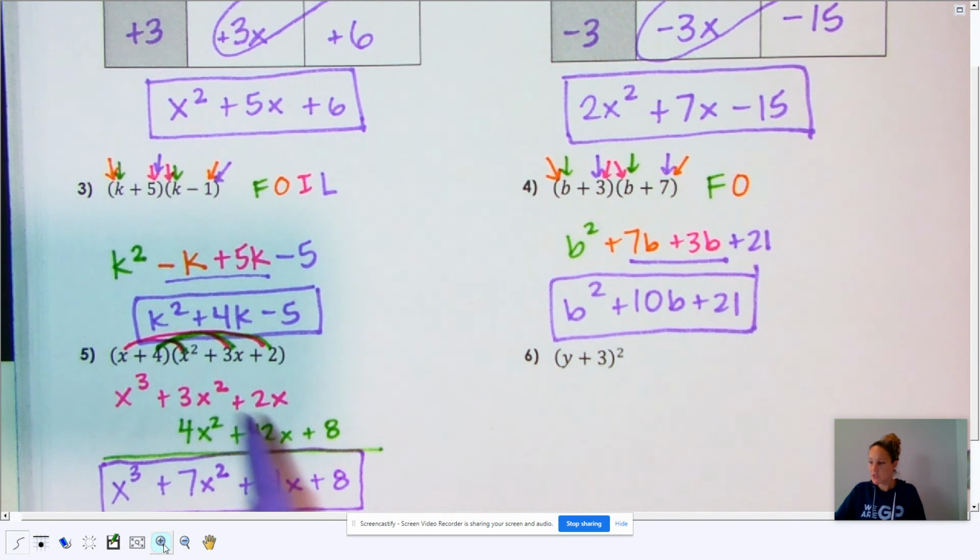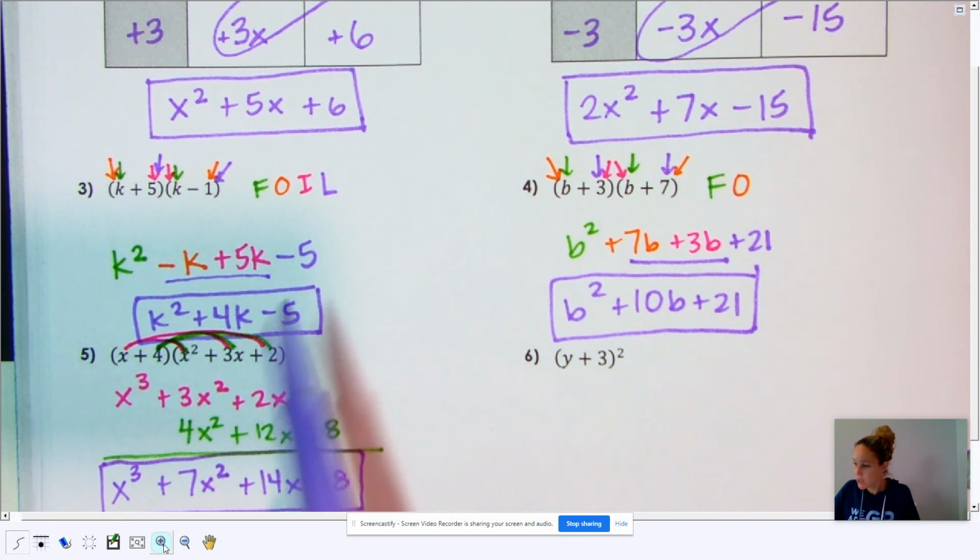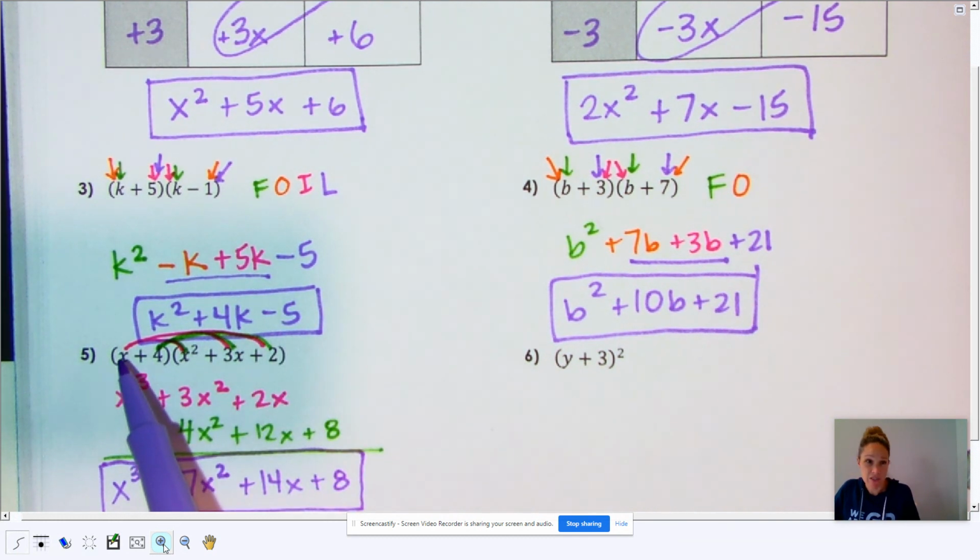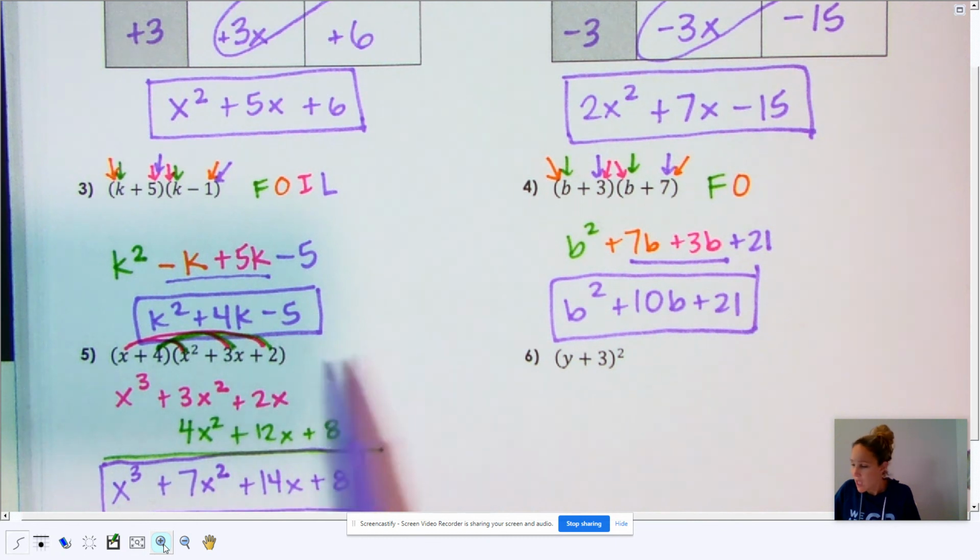So some people just like to think of it as distribution, and you're distributing 2 things. So I distribute the x to all 3 things, and then I distribute the 4 to all three things. So looking at question number 6, we're going to do it the same way with the distribution, but before we do that, we have to rewrite it, okay? So look at this problem here.